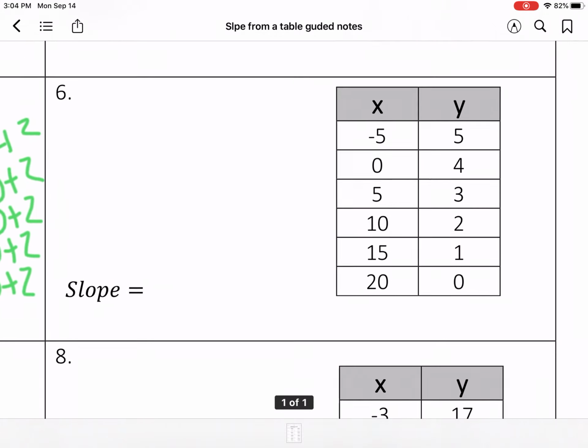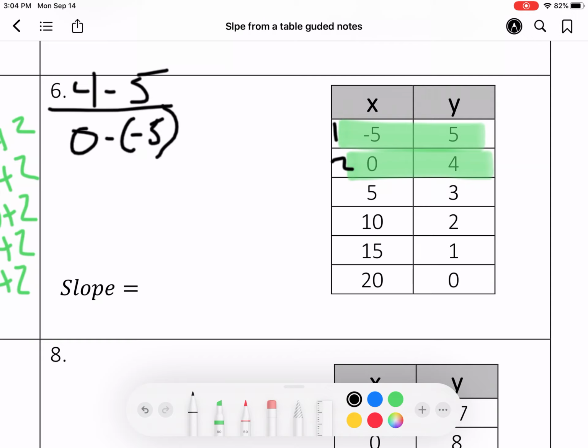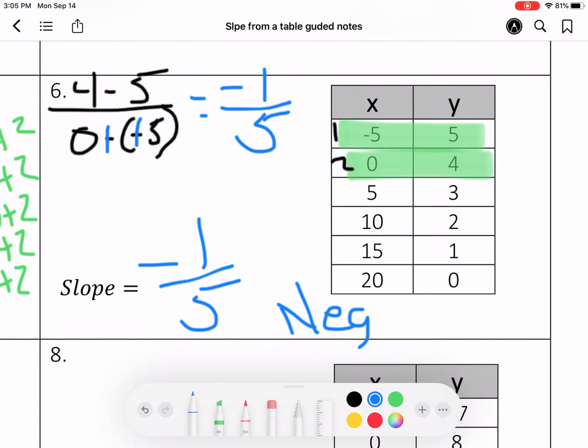All right, now let's look at number 6. Again, you can do change in y over change in x. I'll show you that again. Here I have those 2 points, and I want to find slope from there. So we did subtraction, to review that. It's going to be y2, which is 4, minus 5 over 0 minus negative 5, because that 5 is negative. Now I just subtract. 4 minus 5 is negative 1. 0 minus negative 5, I'm going to add the opposite, so it's going to be 5. So my slope is negative 1 over 5, and since it's got a negative, it is a negative slope.